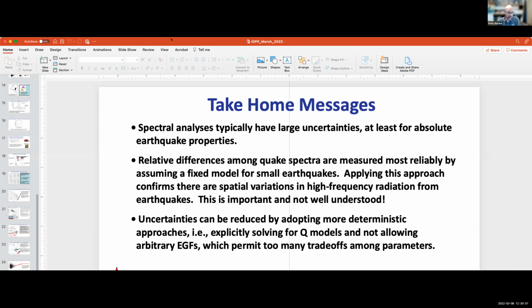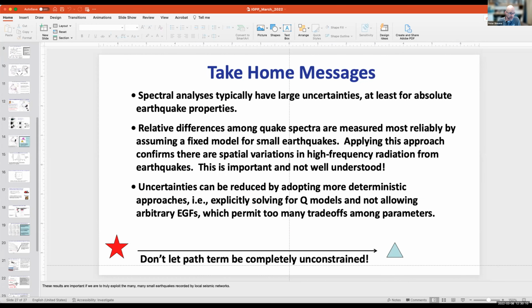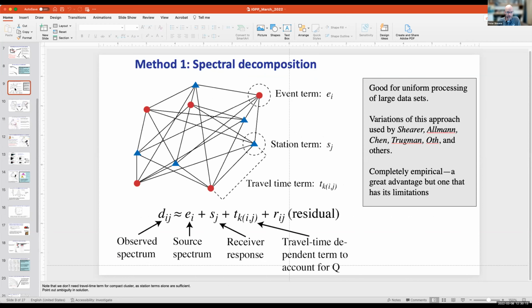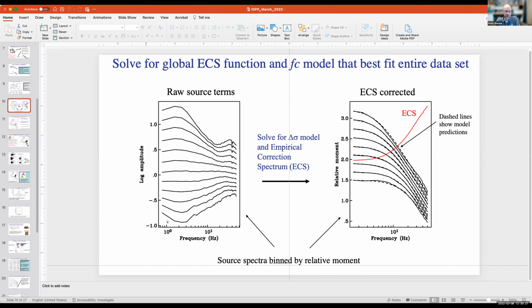And I want to go to this slide here. Okay, so what we get from this, the result of this, is a bunch of these source terms. These are shown on the left, and they aren't what we want. Clearly, we want something more like what we see on the right, where we have a flat part of the spectrum at long periods, and then a fall off at high frequencies.